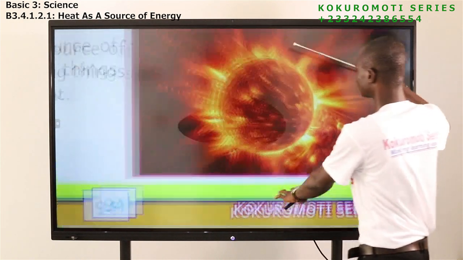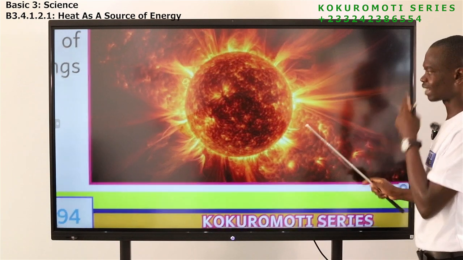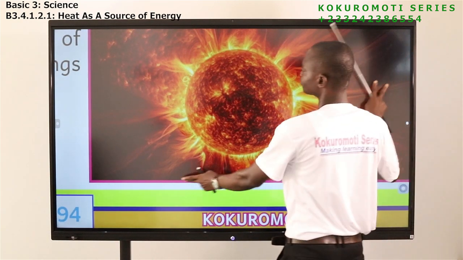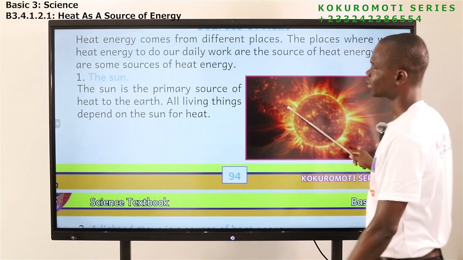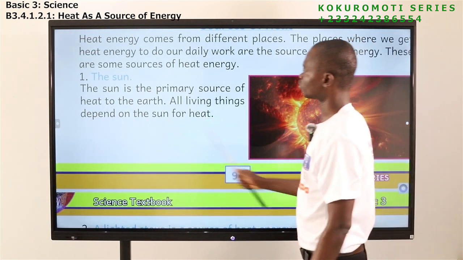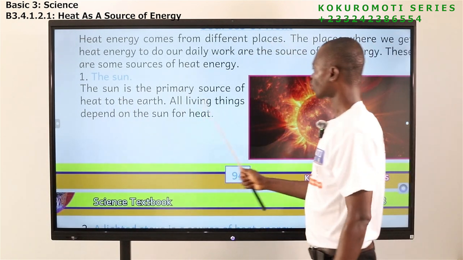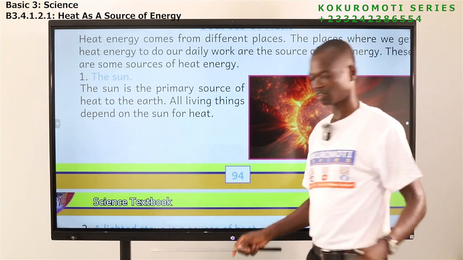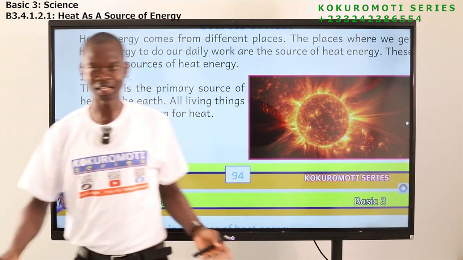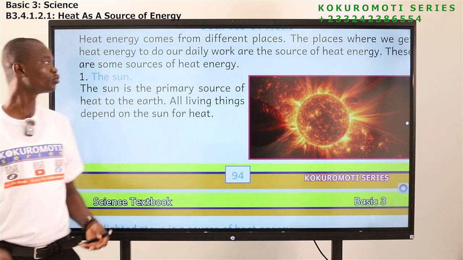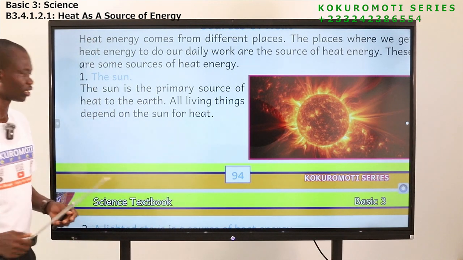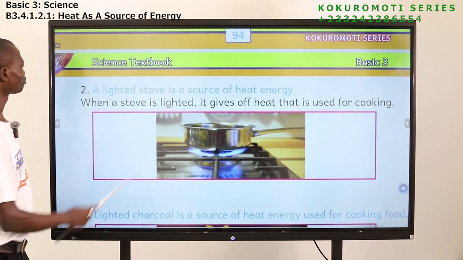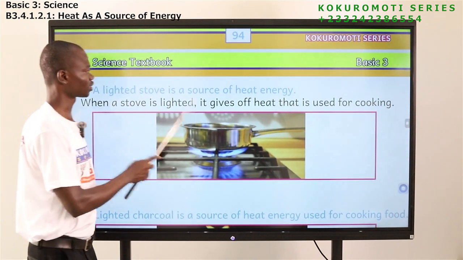So this is the sun. It's not only light that it produces, it also produces heat. And we use it for so many things. The sun is a primary source of heat to the earth. All living things depend on the sun for heat. So all living things, be it human, animal, or plants, if we need heat, we depend on the sun for heat. Okay, so 1 is the sun.